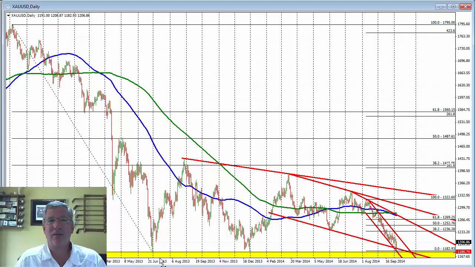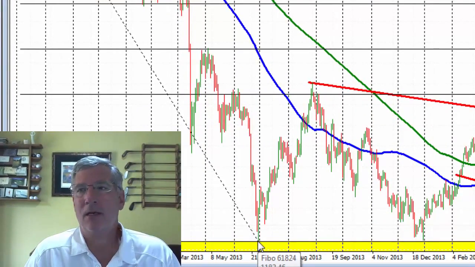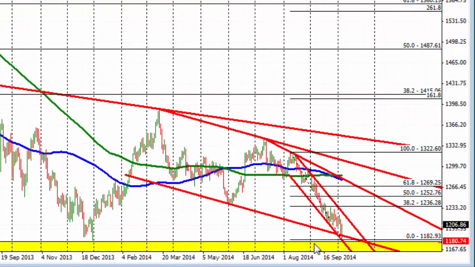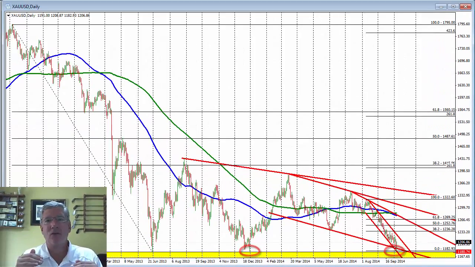And if we go back to the end of June of 2013, we had a low that came in around the 1180.74 level. And then if we go to the end of December of 2013, we have a low price that came in at 1182.35. And if we go to today's low, what do we have as a low? 1182.93. So we have three lows, all within about $2 of each other in gold, from 1180 to 1182 and change. Significant, yes. Almost a triple bottom in place there.